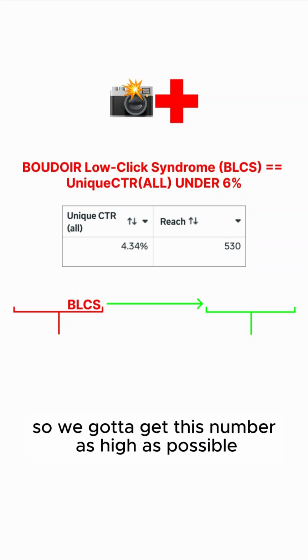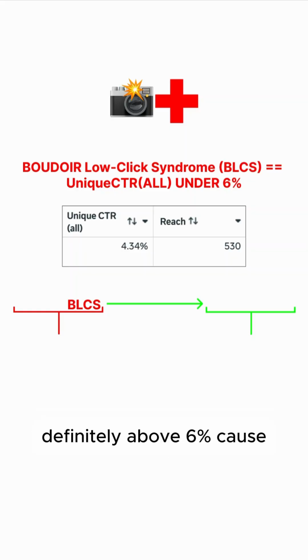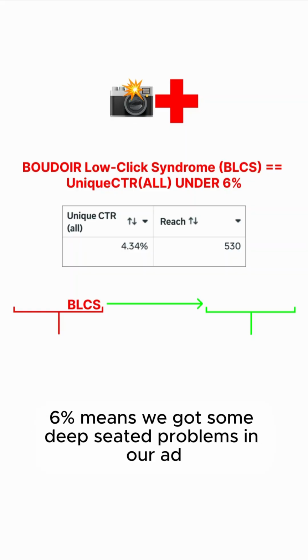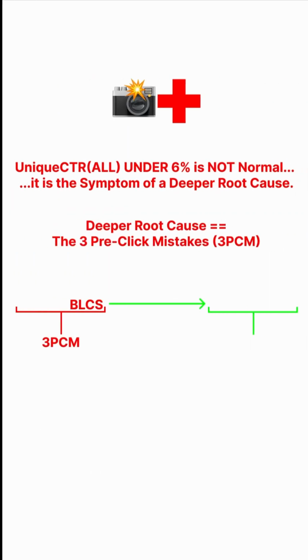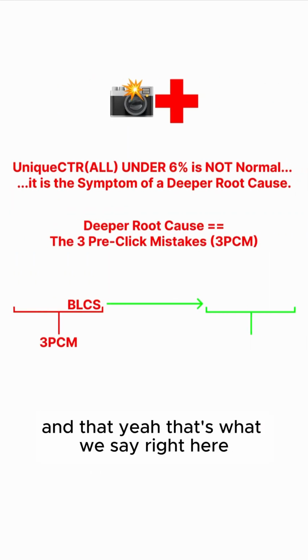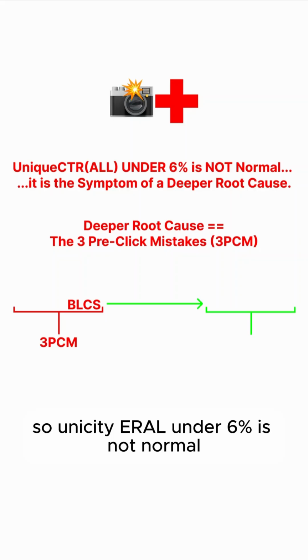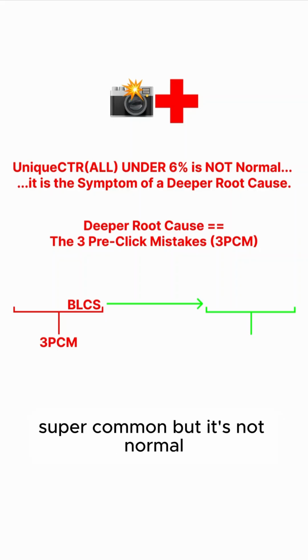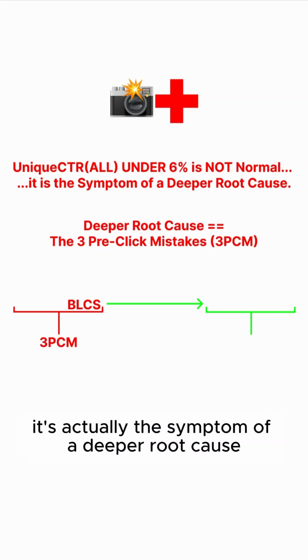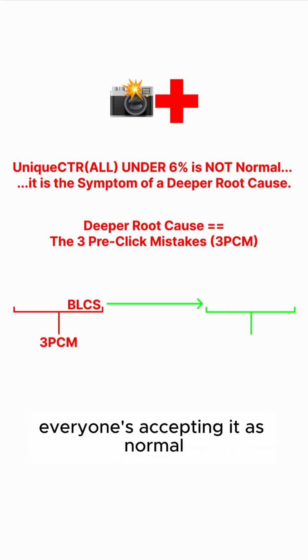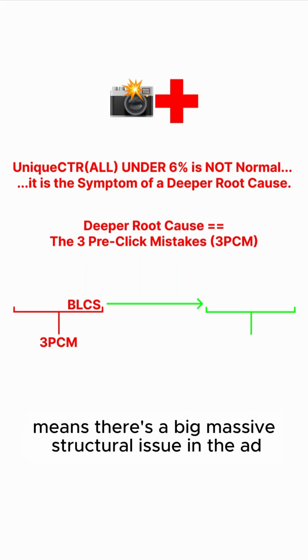So we got to get this number as high as possible, definitely above 6%, because under 6% means we got some deep-seated problems in our ad. And yeah, that's what we say right here. So unique CTR under 6% is not normal. Super common, but it's not normal. It's actually the symptom of a deeper root cause. Everyone's accepting it as normal. It's not normal. It means there's a big, massive structural issue in the ad.